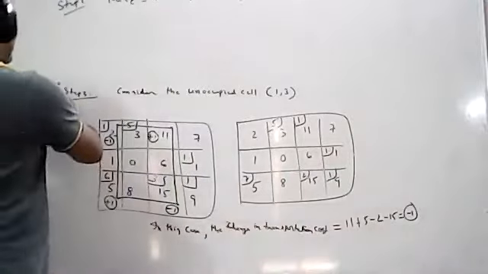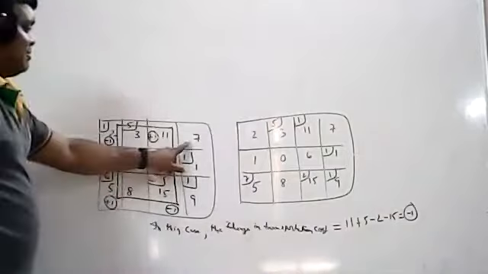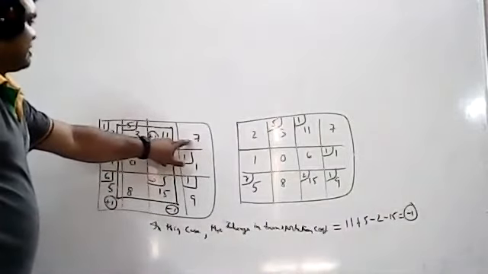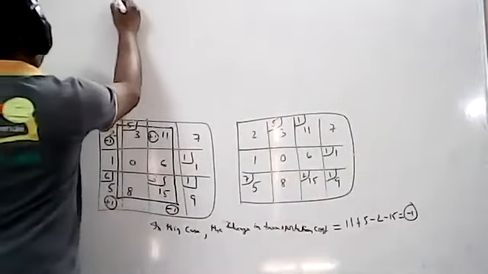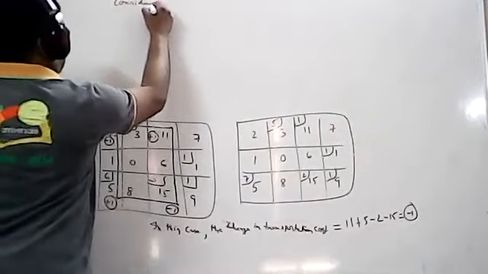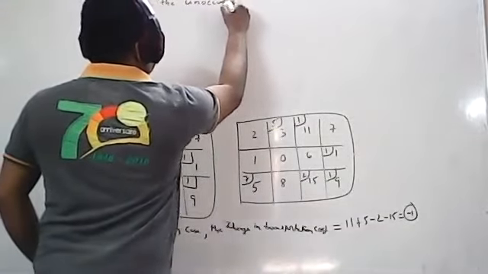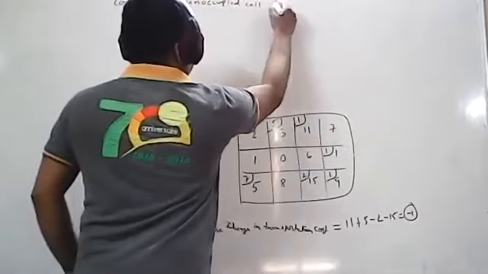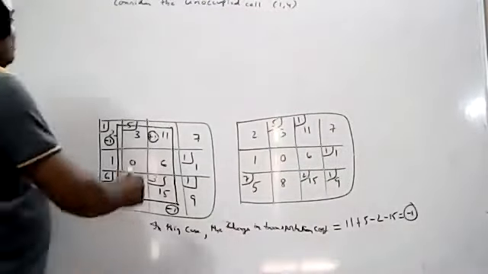Next I will consider the same step number 2. Next, I will consider this cell number. What is this cell number? The next unoccupied cell. 1, 2, 3, 4. So 1, 4 I will consider. Consider the unoccupied cell 1, 4.